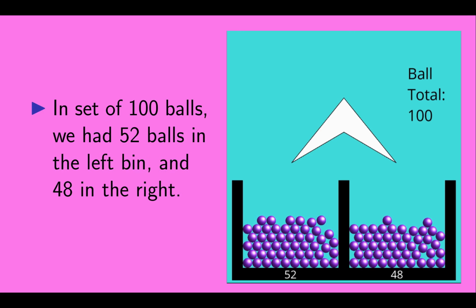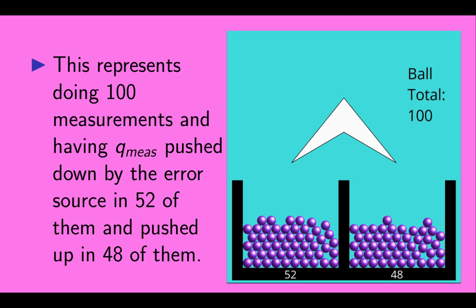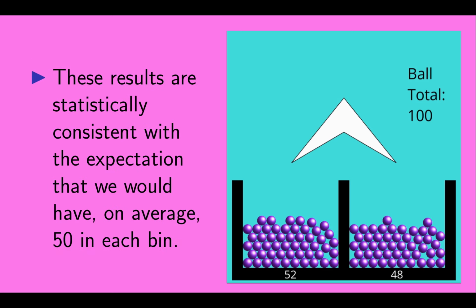Okay, so now that all 100 balls have fallen, we can see that we have 52 in the left bin and 48 in the right. This represents doing 100 measurements and having Q measured pushed down by the error source in 52 of them and pushed up in 48 of them. These results are statistically consistent with the expectation that we would have, on average, 50 in each bin.